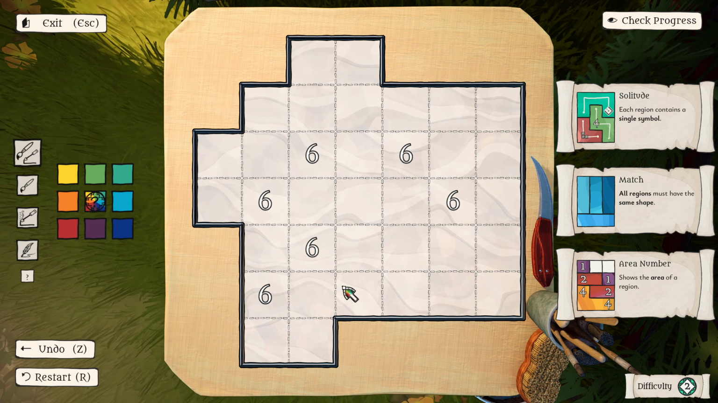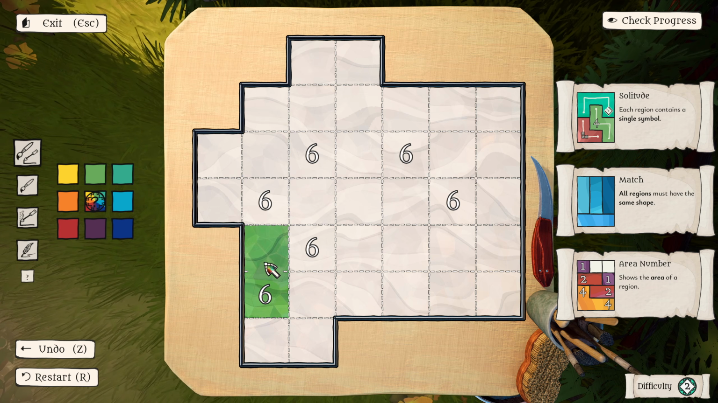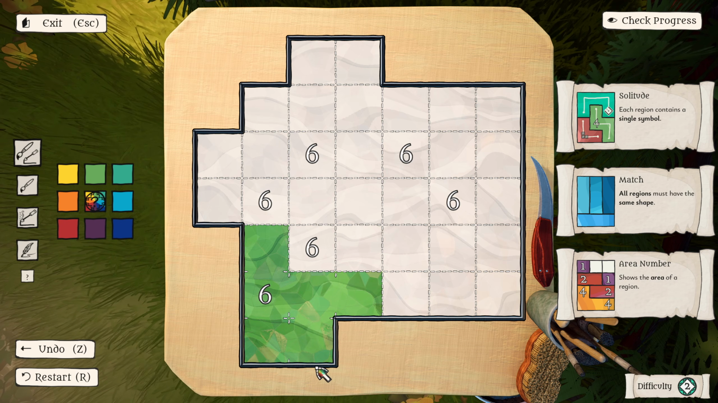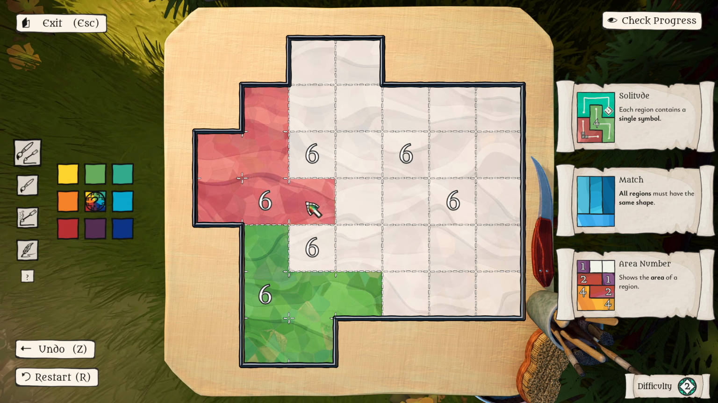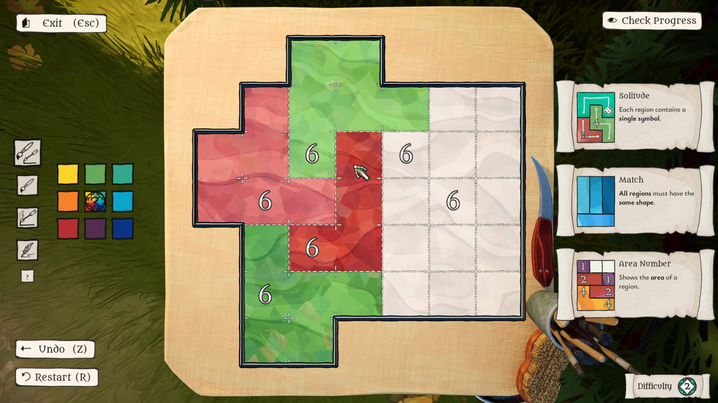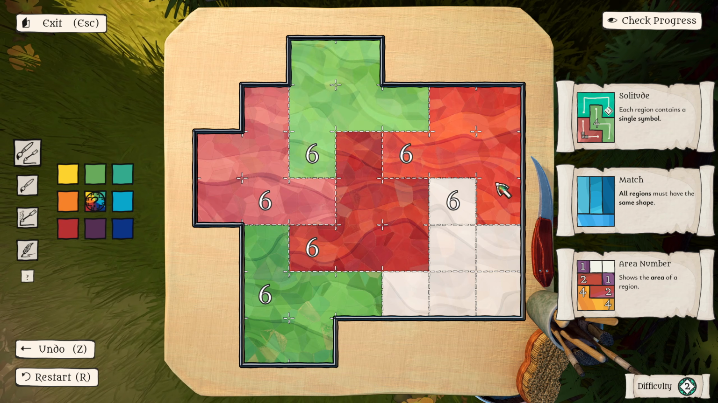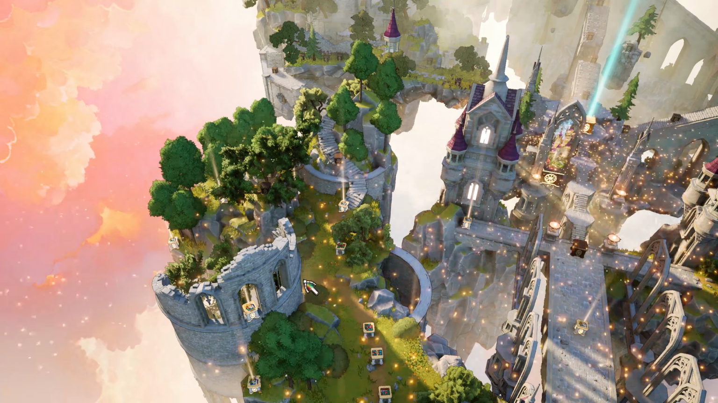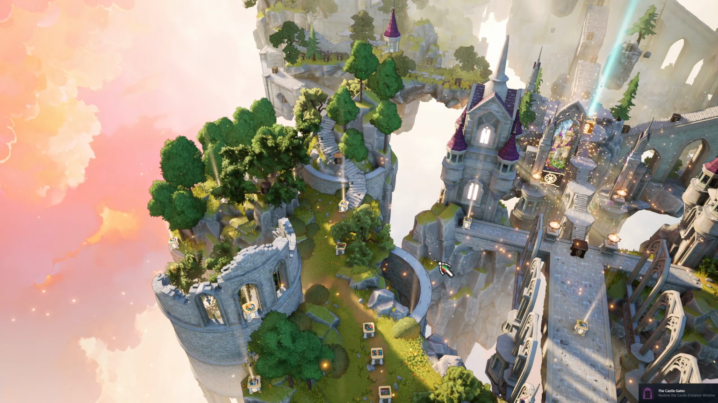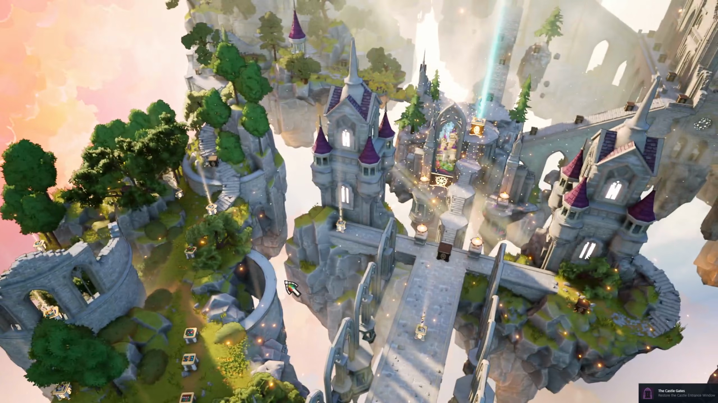Solitude on 6s. All regions must have the same shape. For this to get into a 6, I honestly think this is the shape that I see immediately that looks most likely, and it is. Cool. The castle gates. Restore the castle entrance window.